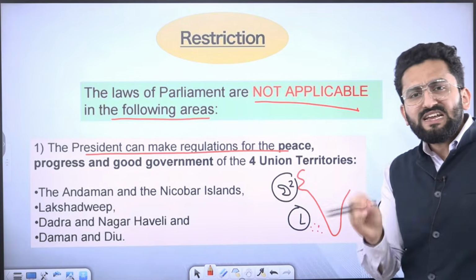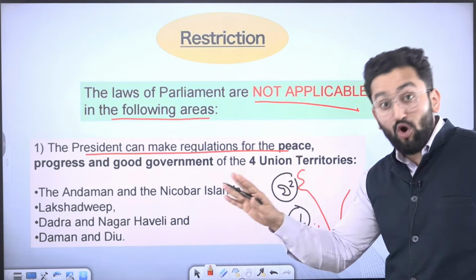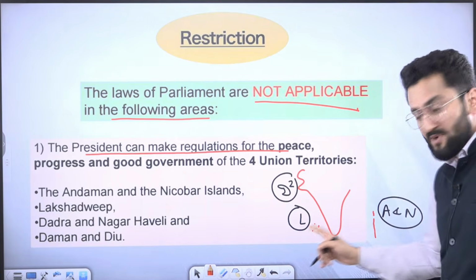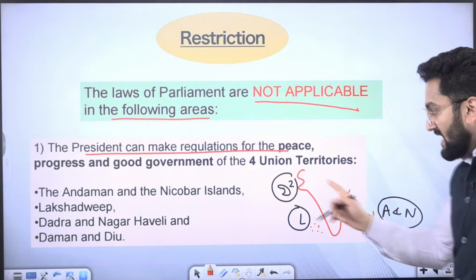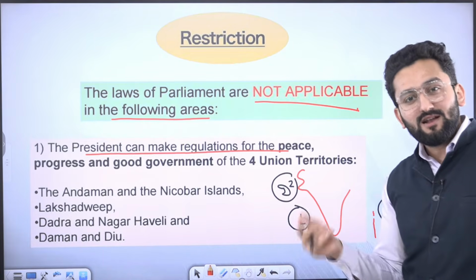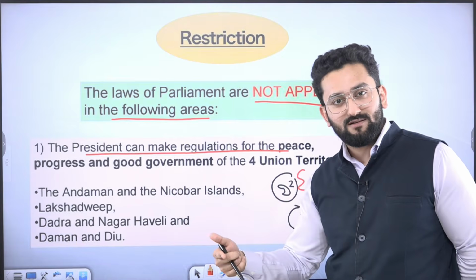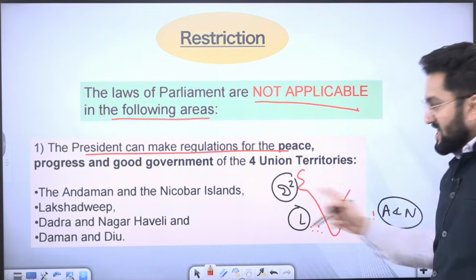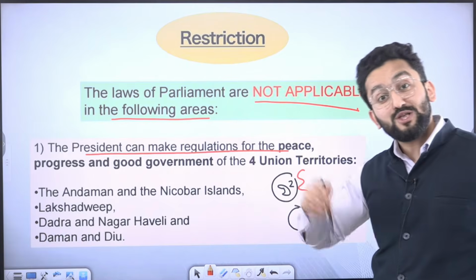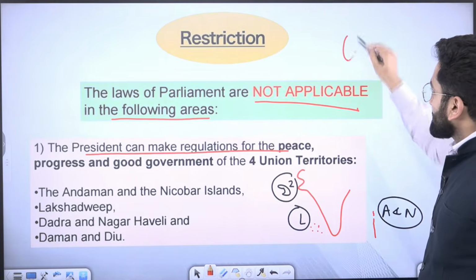Now, it is quite easy to remember which UTs we are talking about. It is not applicable to all UTs. Please remember, only applicable to Lakshadweep, Andaman and Nicobar and D square. D square means Dadra and Nagar Haveli and Daman and Diu. Okay, Dadra and Daman. Clear? So there are 4 areas which can be considered as an exception where the President's regulation will supersede a law made by Parliament. Important, I would say.